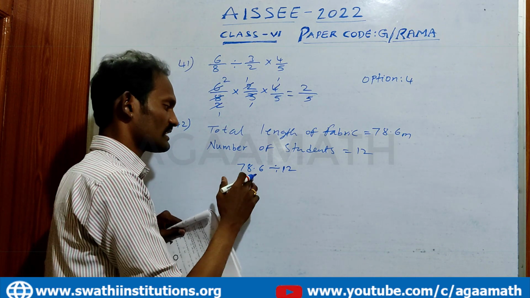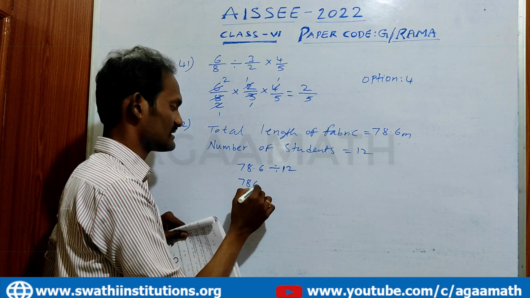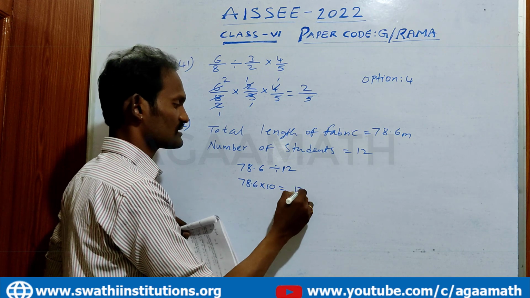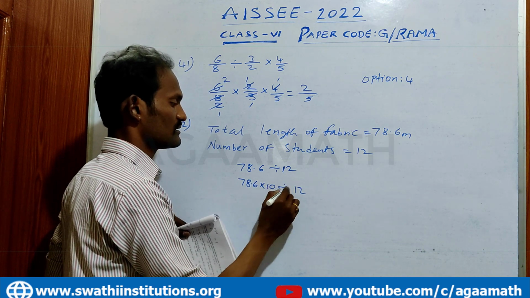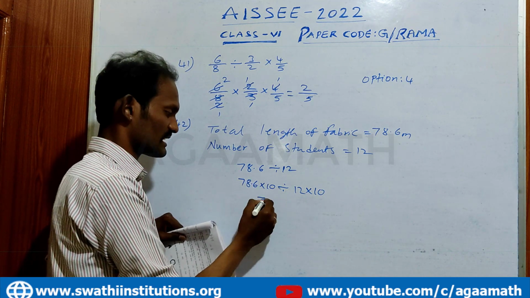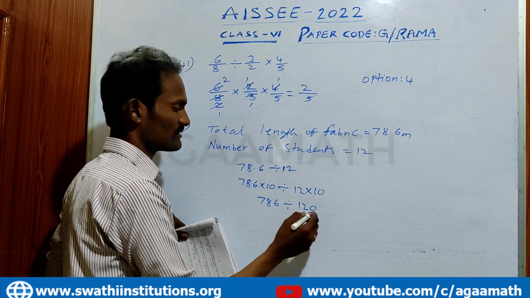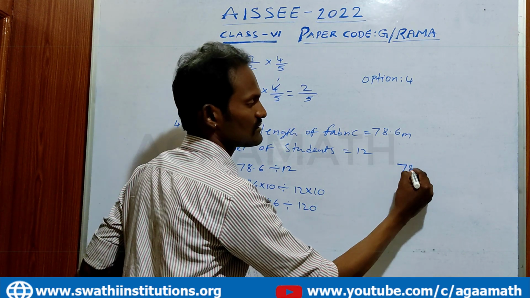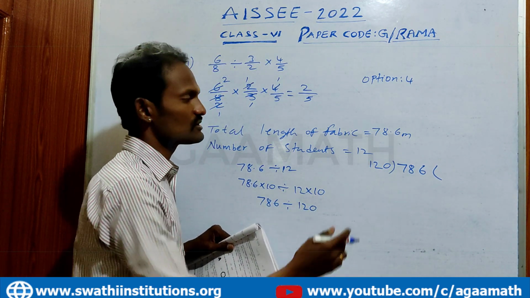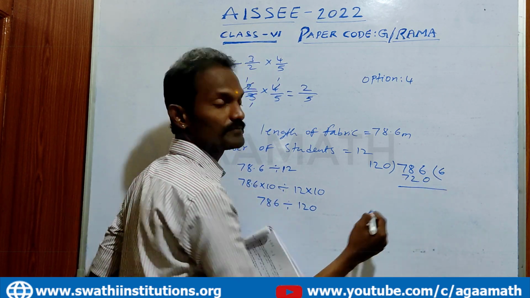Now I make this a whole number. To make it into a whole number, what I do is 786, that is 78.6 times 10. Then this is also divided by 12 times 10. So the point gets eliminated, and it becomes 786 divided by 120. Now let us do the division here. 786 divided by 120. So 125 times 126 times 720, right?